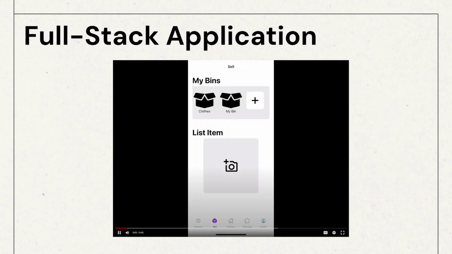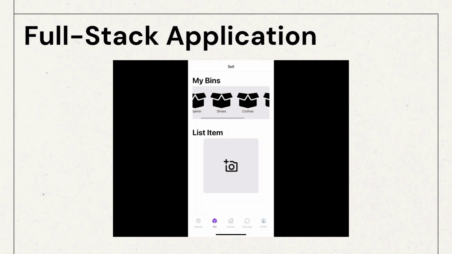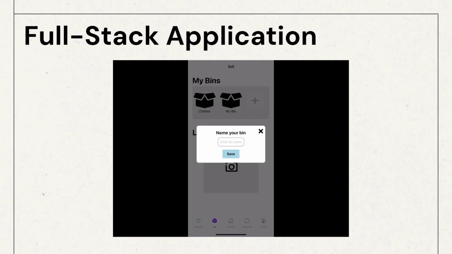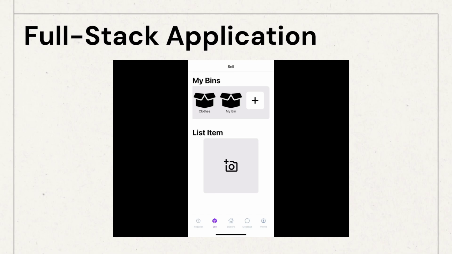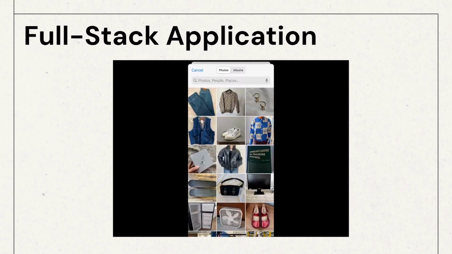We also built a full stack application, which we'll walk through from the perspective of Jane. Jane goes on the sell page to browse her bins and list new items. She already has a bin for her shoes and clothes, so decides to create a new one for all her dorm items. After naming and saving this bin, it appears in her list.